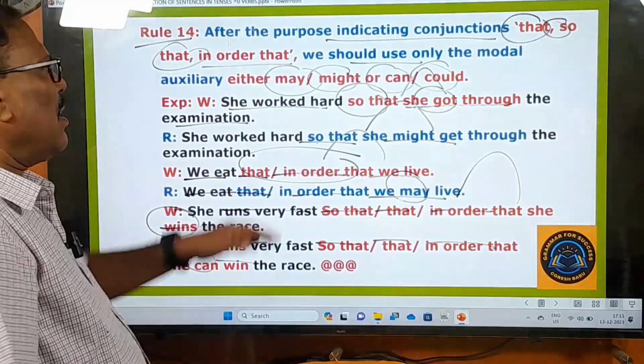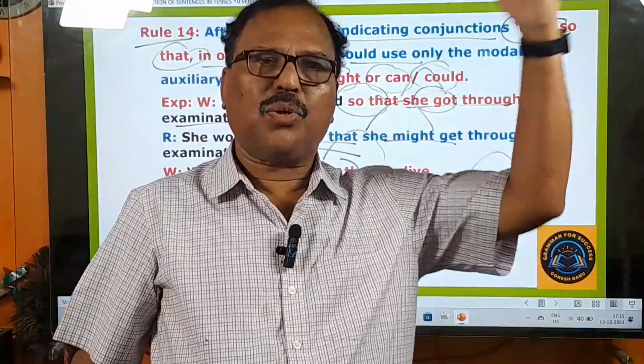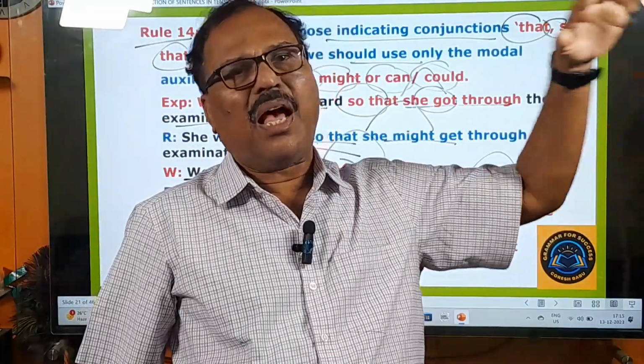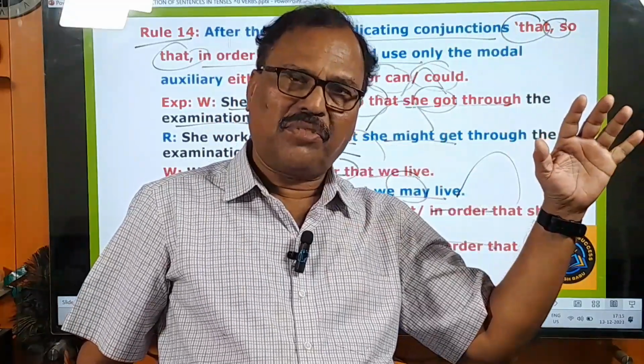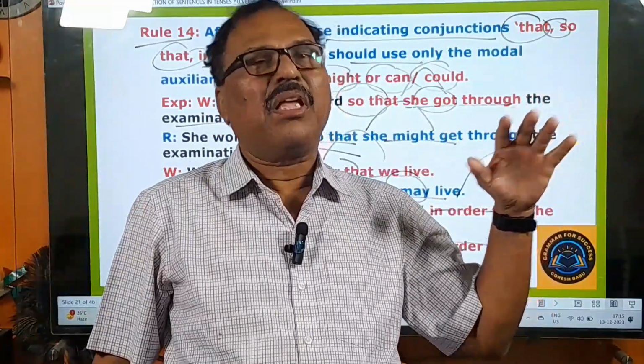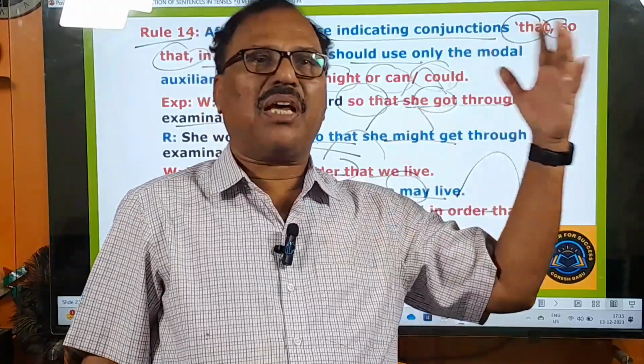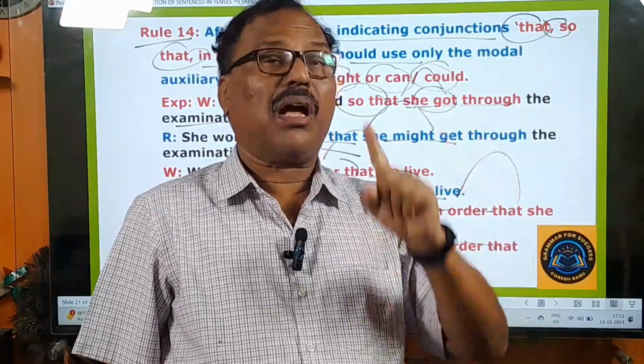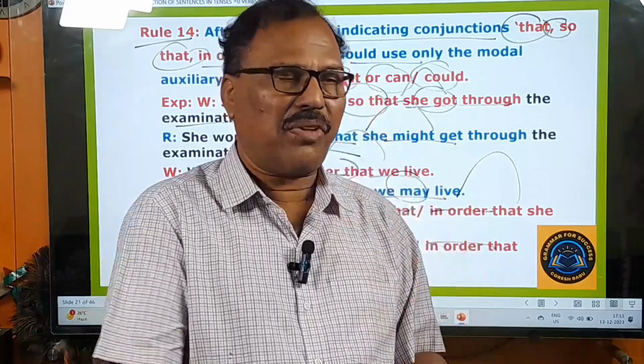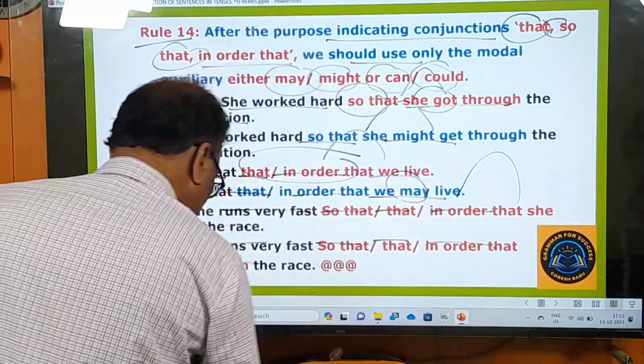So you can use, after so that in order that, either may or can if the main clause is in the present tense. If the main clause is in the past tense, you can use either could or might, but not other tenses. This is very, very important, right? And now let's move on to the last rule.